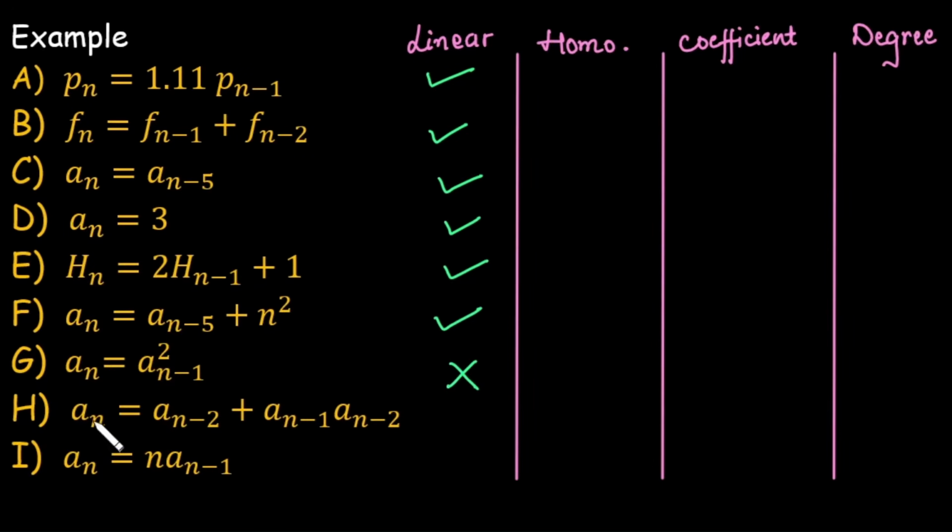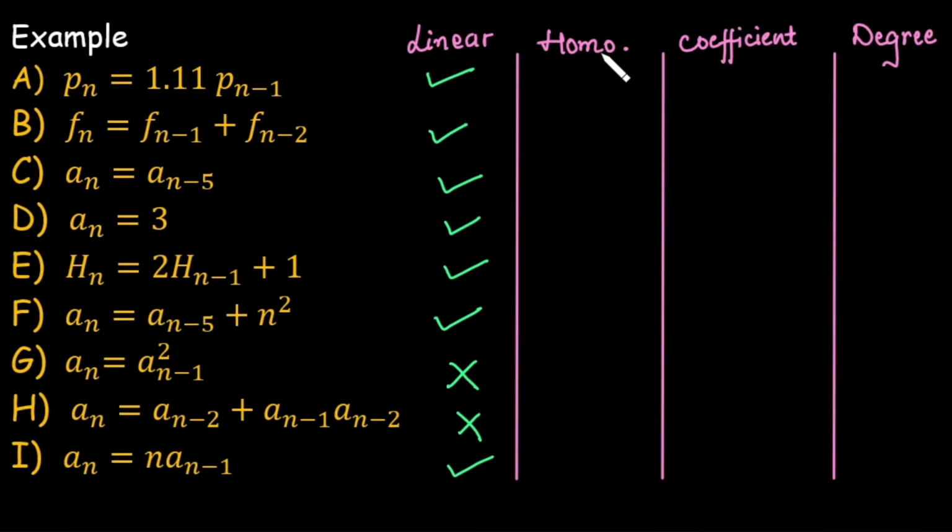In this case, an power 1, an minus 2 power 1, an minus 1, an minus 2, their powers are 1, but they are in a product form. Due to this reason, this is not linear. Next case, an raised to power 1, an minus raised to power 1. So do not get confused with the coefficient. We just need to figure out for the power. Powers are 1 and they are not in a product form. So clearly this is linear.